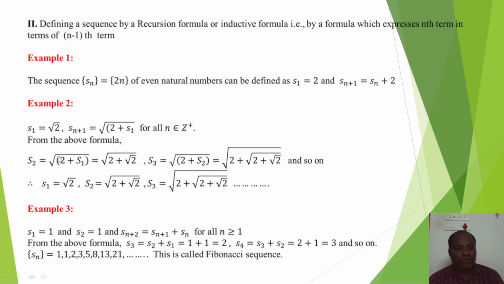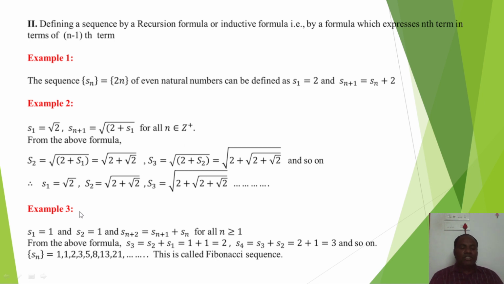S2 is equal to root of 2 plus S1. That means here n is equal to 1. Therefore, S2 is equal to root of 2 plus S1, and here S1 is equal to root 2. Therefore, S2 is root 2 plus root 2. In the same way, S3 is equal to root of 2 plus S2, which is root 2 plus root 2 plus root 2. Like that, root of 2 plus root of 2 plus root of 2 and so on. This is one type of sequence by recursion.